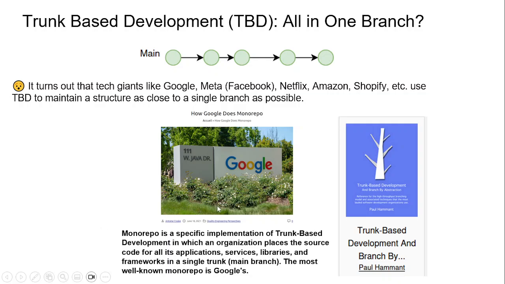When I was doing the research, I found this book called Trunk-Based Development, with all the contents on the internet, and from there I found this concept of the monorepo. The monorepo is a specific implementation of trunk-based development, an organization that places the source code for all applications, services, etc. in a single trunk, which is the main branch. And the most well-known monorepo is Google.